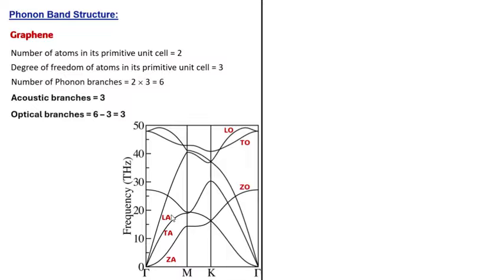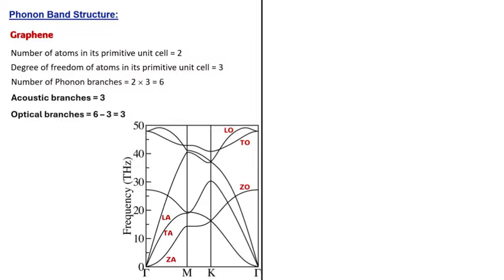So here you could see that we have a longitudinal acoustic branch, a transverse acoustic branch, and an out of plane acoustic branch or flexural acoustic branch. Similarly, we could have a longitudinal optical branch, transverse optical branch, and an out of plane optical branch.